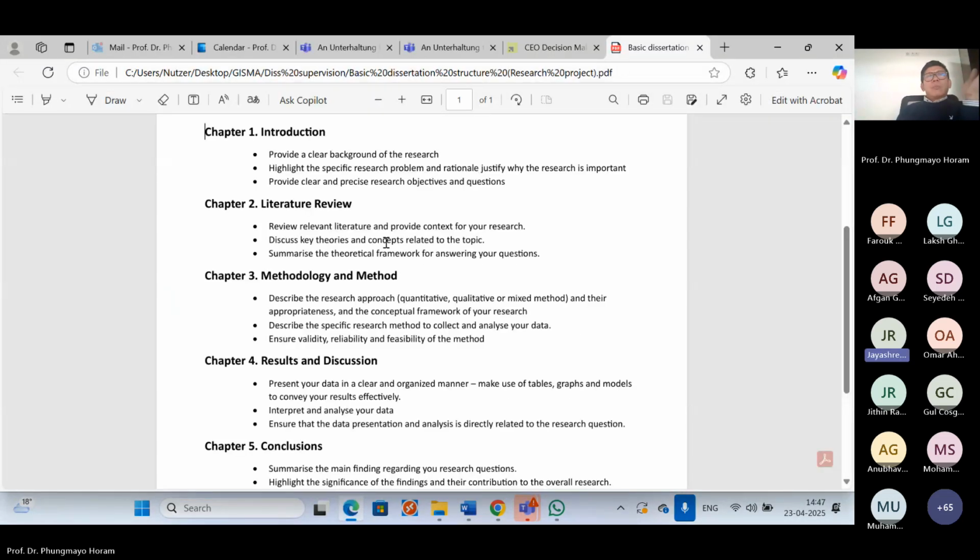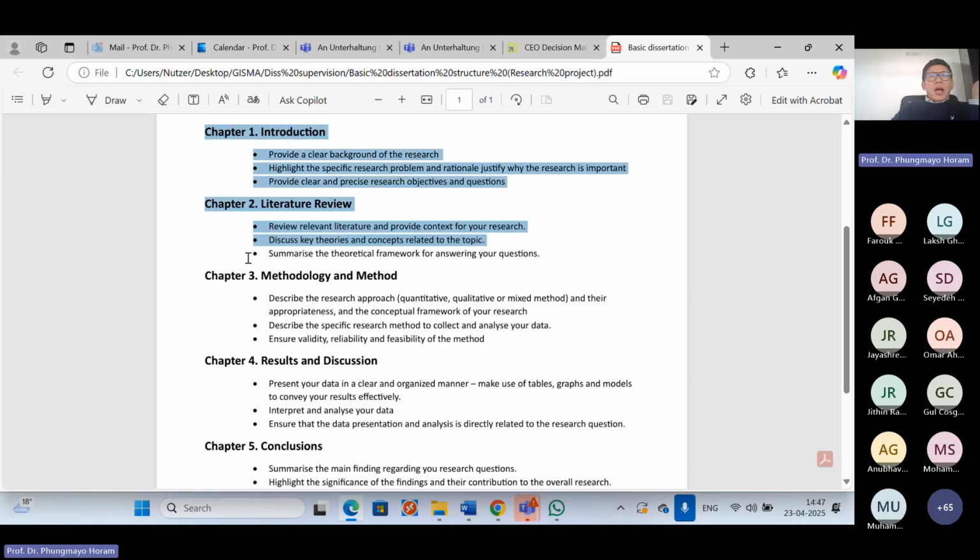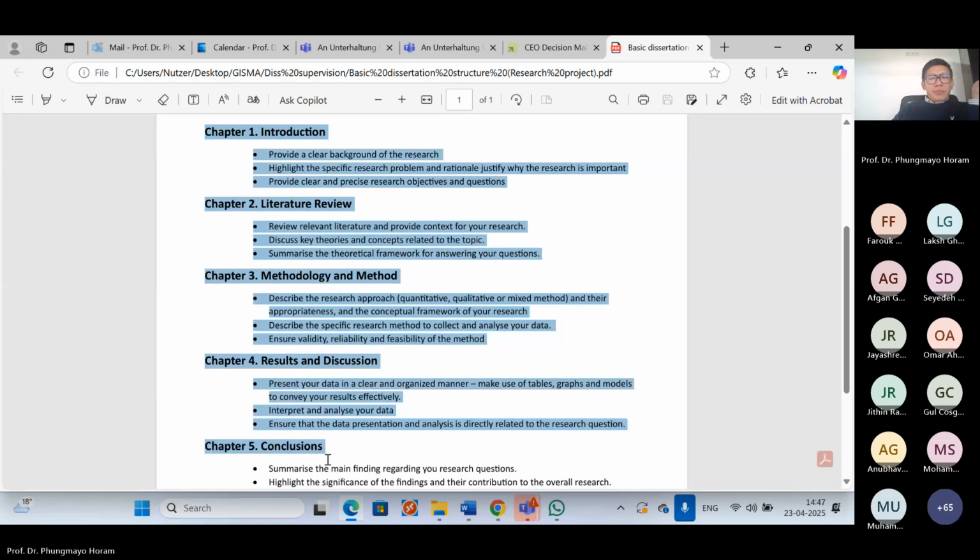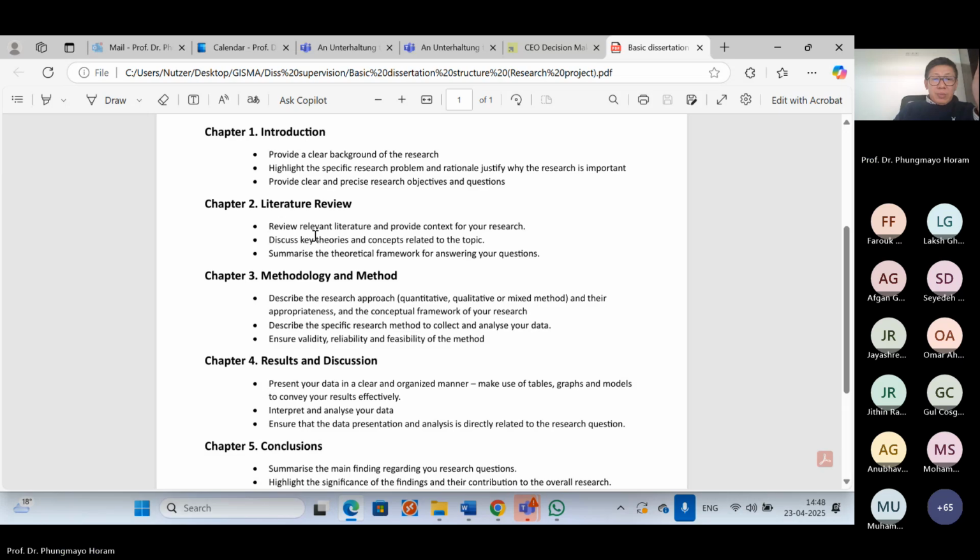I would say less than 1,000 words. Okay. Now let me ask the question in a different way. What are the grades for each chapter? Do you know? Let's say if your dissertation is 100 marks, how many marks is allocated to each chapter? How many marks do you think is allocated to each chapter? 20% each, maybe.